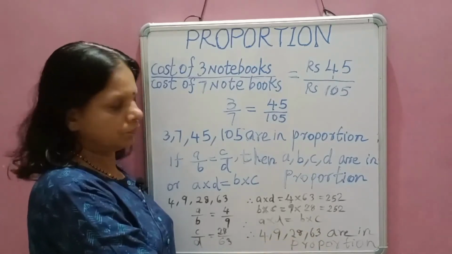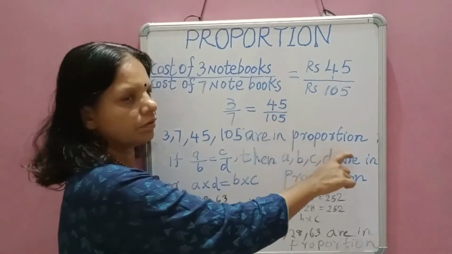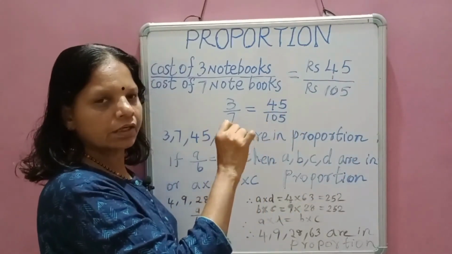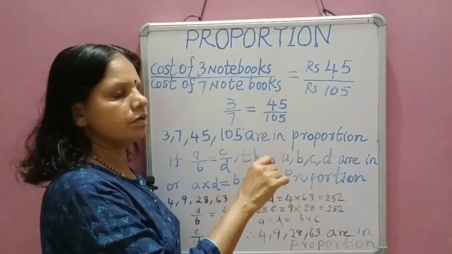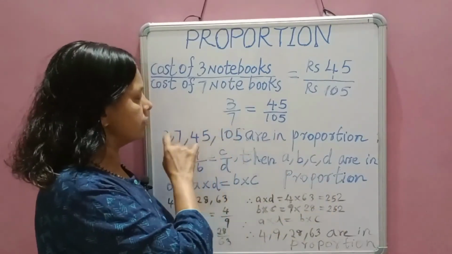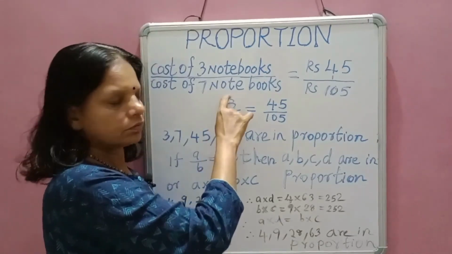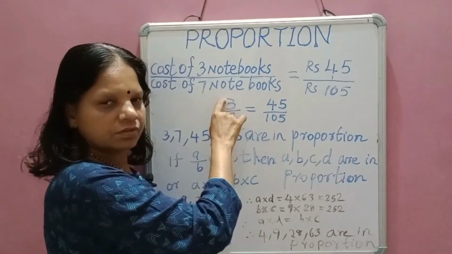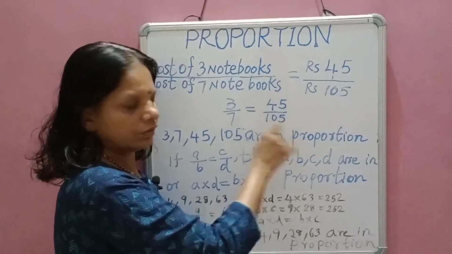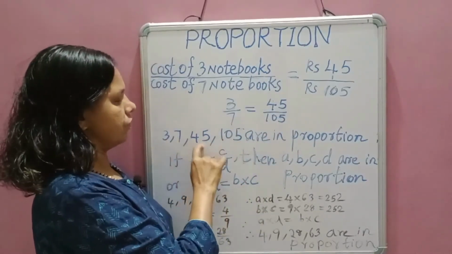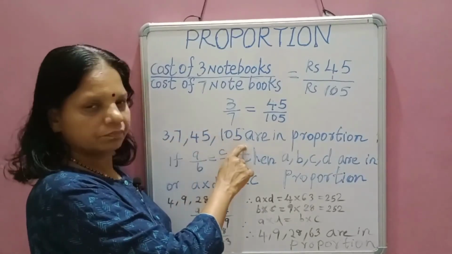Clear? That is the meaning of proportion. So we can say that 3, 7, 45, 105 are in proportion. When two ratios are equal, then the terms in the ratio are in proportion. You have to say in the same order. You start from the first term of the first ratio, second term of the first ratio, first term of the second ratio, second term of the second ratio. In the same order you have to say 3, 7, 45, 105. You cannot say 45, 7, 3 like that. The order should be similar.